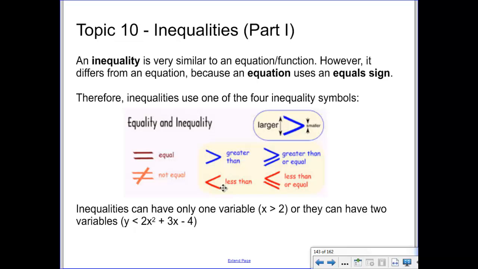So, do you guys know these symbols? Do I need to go over them, or have you guys learned them at some point in your life and you understand how they work? Greater than, less than? Okay, well, here's what we're going to do today then.